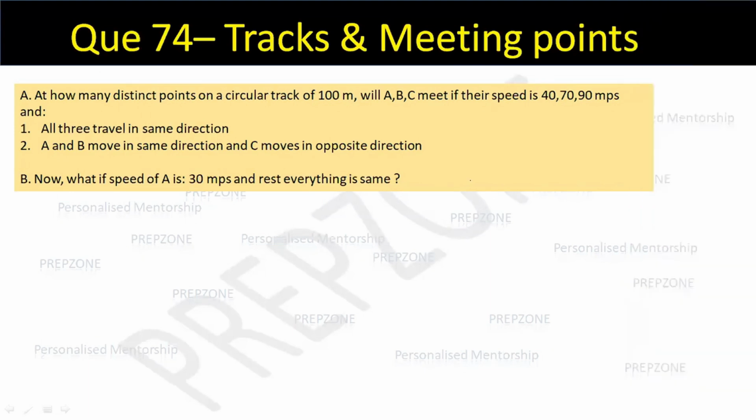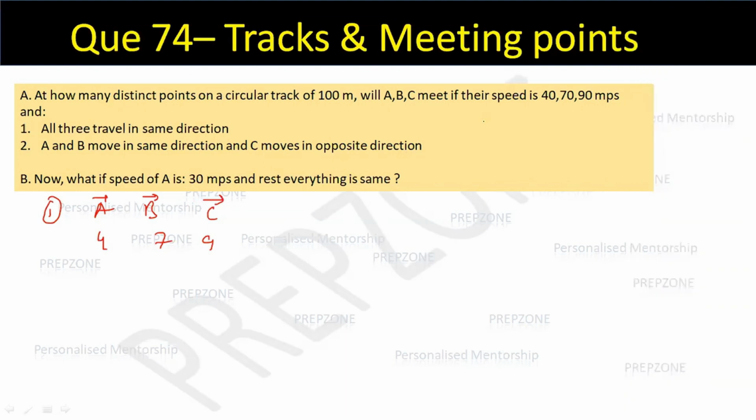Sir, actually I was trying to do it this way: the difference between any two speeds, 7 minus 4 is 3, 9 minus 7 is 2, and 9 minus 4 is 5. So the speed ratio is 4:7:9, right? And they are traveling in the same direction. Okay. Right. So then I found the difference of these pairs.